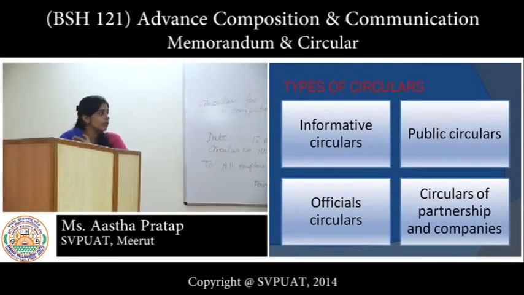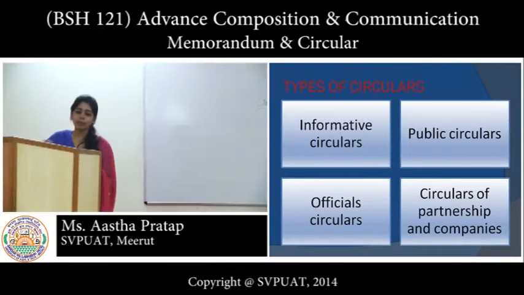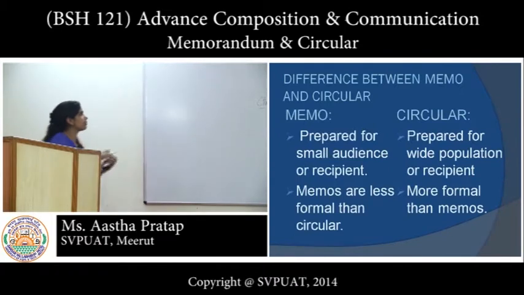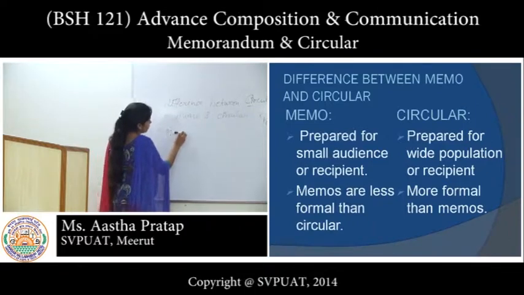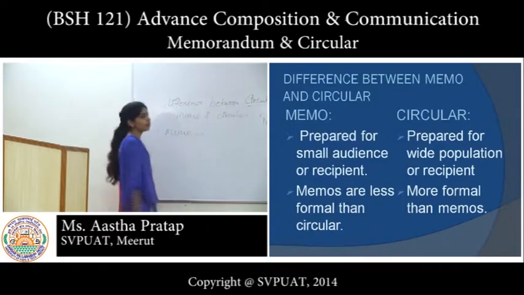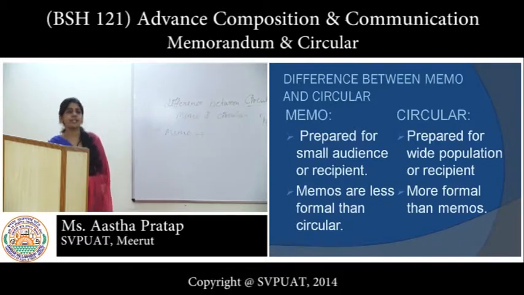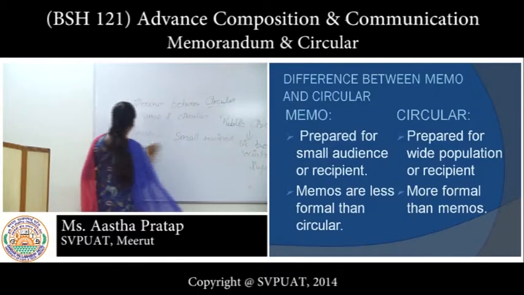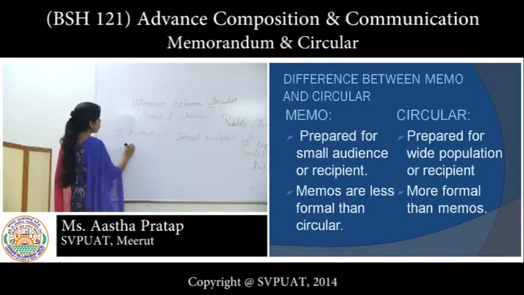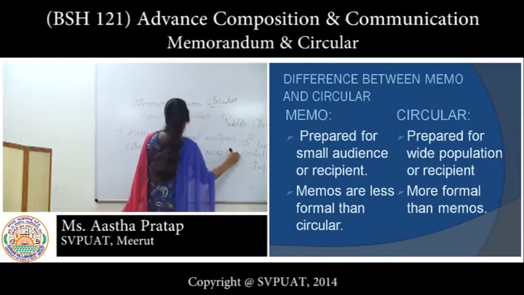Now after discussing the types of circulars, we have to focus on the structure of a circular. Again, like a memorandum, it also has a body, which deals with the recipients. There are some major differences between memorandum and circular. Memos are used for addressing a small recipient. On the other hand, a circular is for a wider recipient.